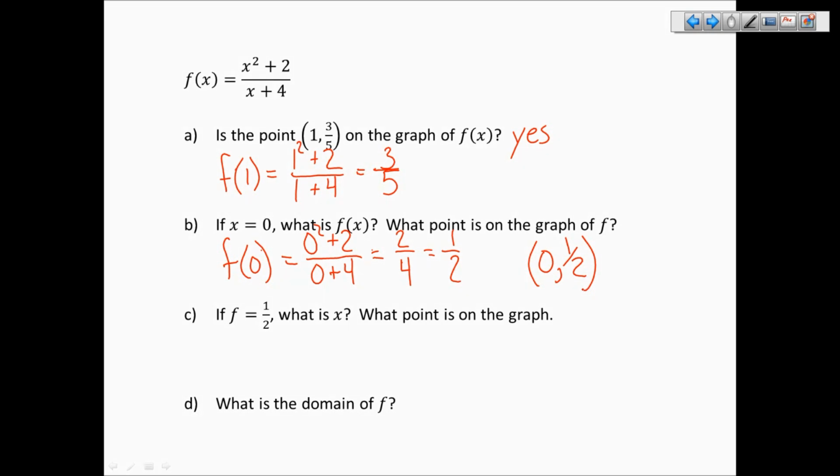All right, part C. If f equals 1/2, what is x? Well, we kind of know the answer to this already. What we're going to do is we're going to take the function x squared plus 2 over x plus 4. We're going to set it equal to 1/2. And we're going to solve for x. Now, we already know one answer, but maybe there's more. So let's do a little bit of cross multiplying here. I multiplied the 2 from the lower right up to the upper left.